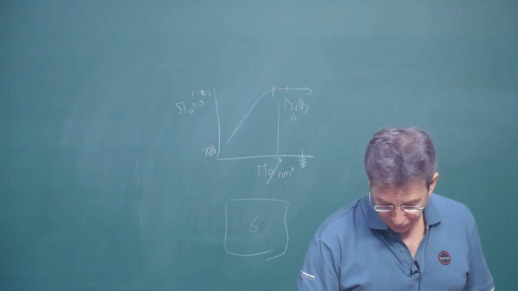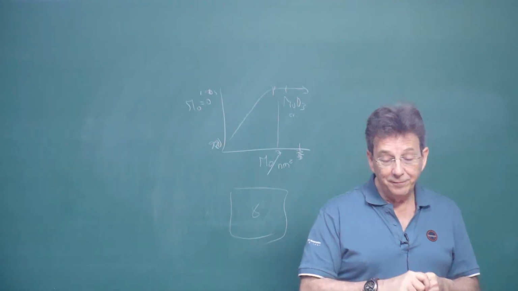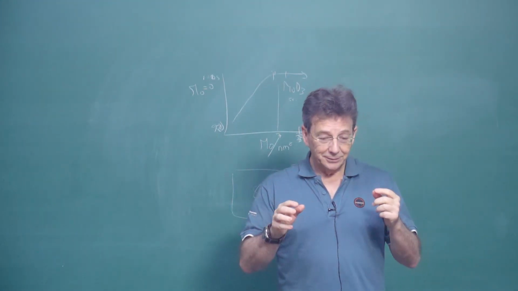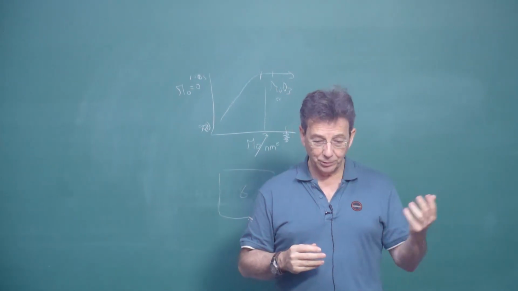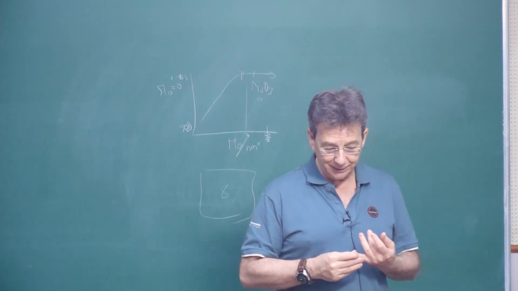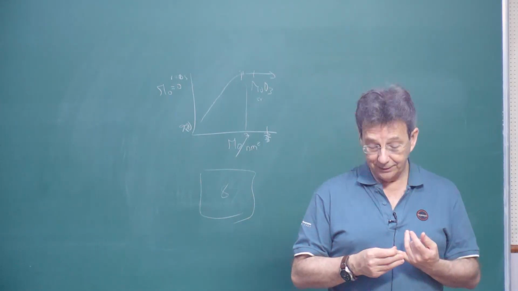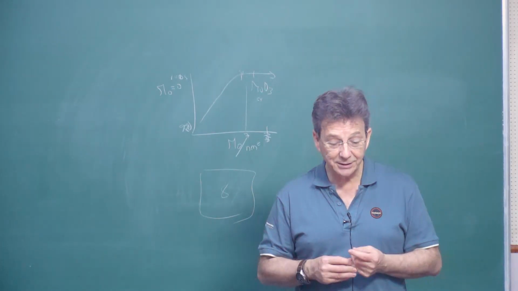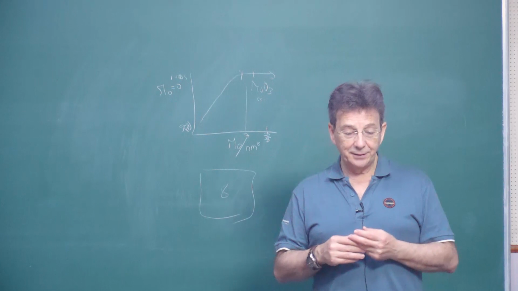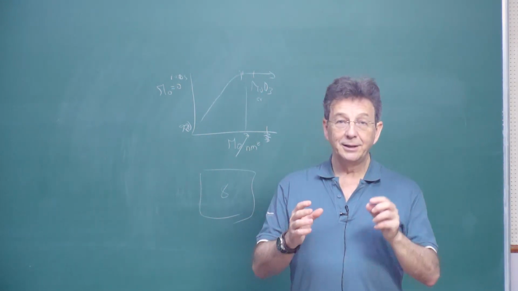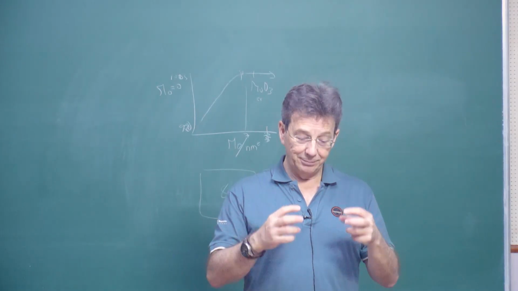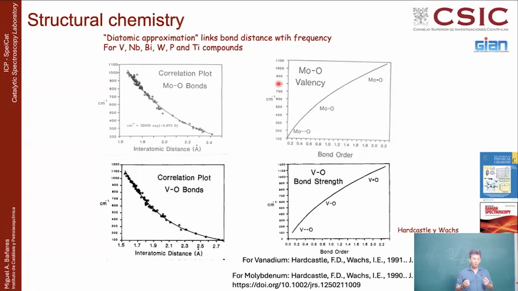Okay, about the structure. Raman is also very informative about the structure of the material. Very interesting was a work made in the early 90s by Frank Hardcastle in his PhD with diesel wax. That was basically a diatomic approximation, simplifying the whole system and focusing only on the metal-oxygen bond vibration, bond length, bond order. And they found this correlation for many compounds.